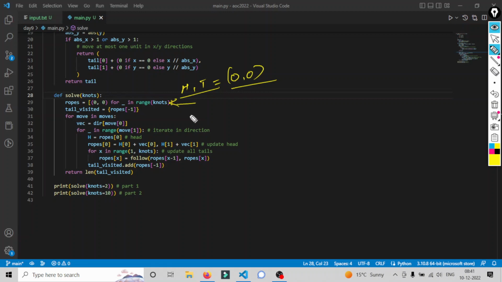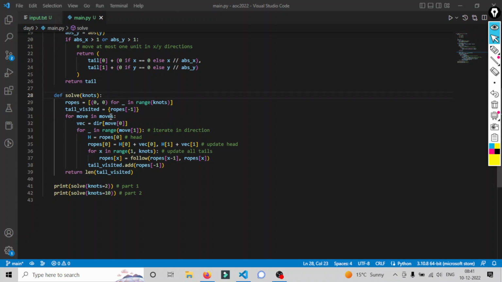I hope you got this. Now I am adding the current tail into the visited set, because whether we move or not, the tail has visited that position at least once. So that's why we added the current tail into the visited set.